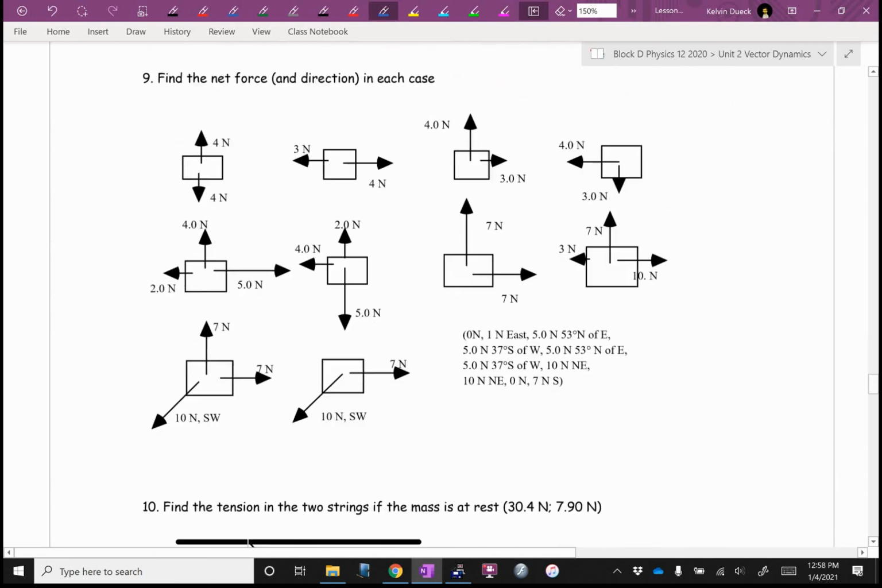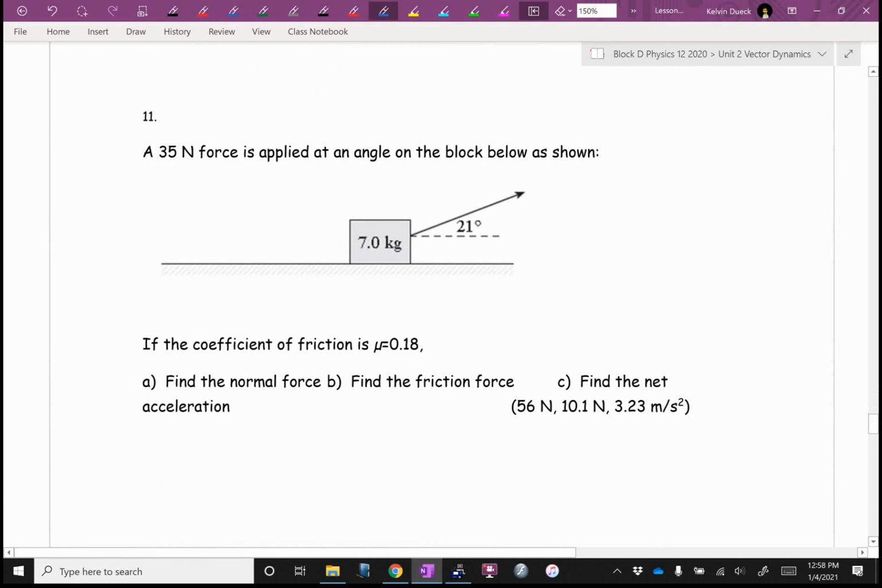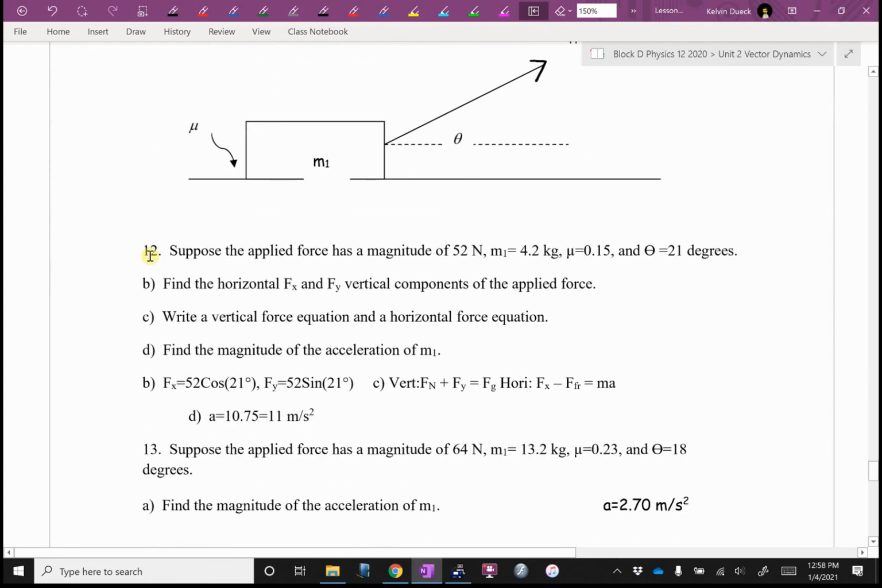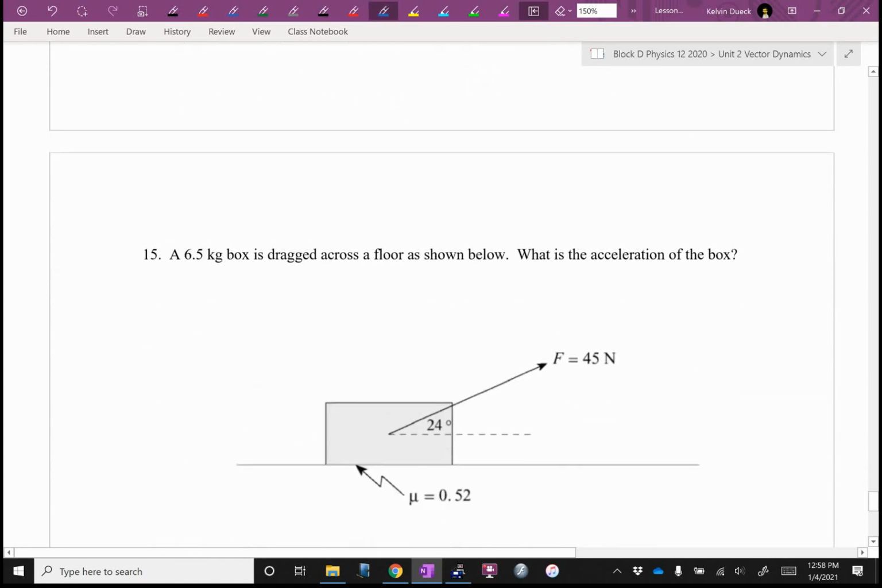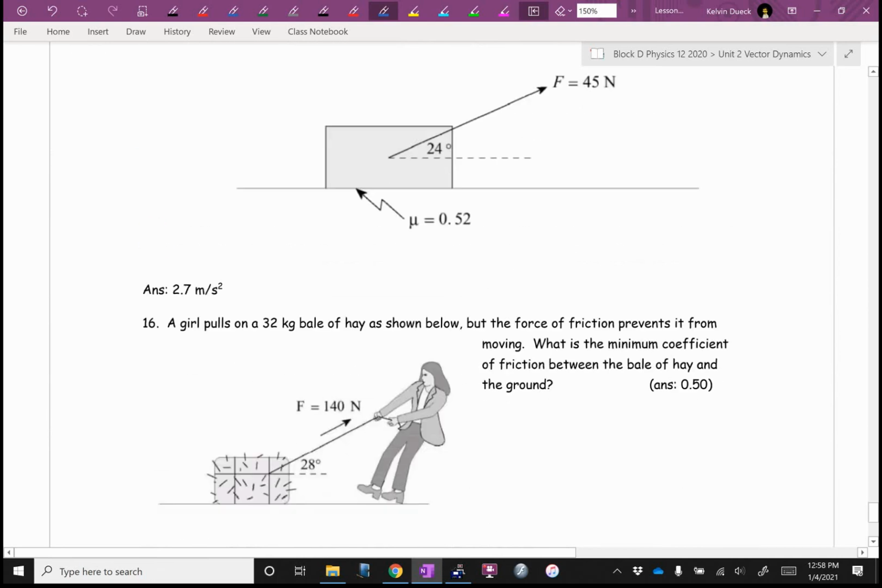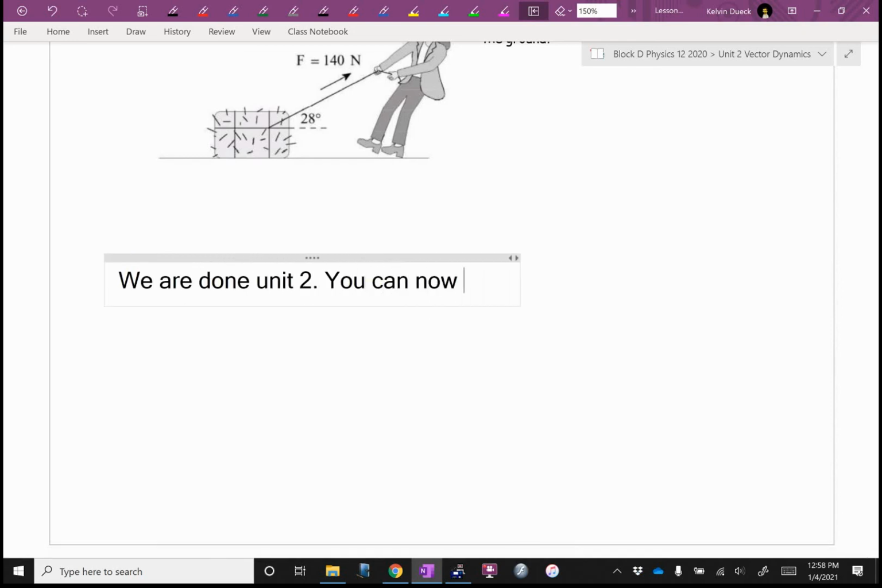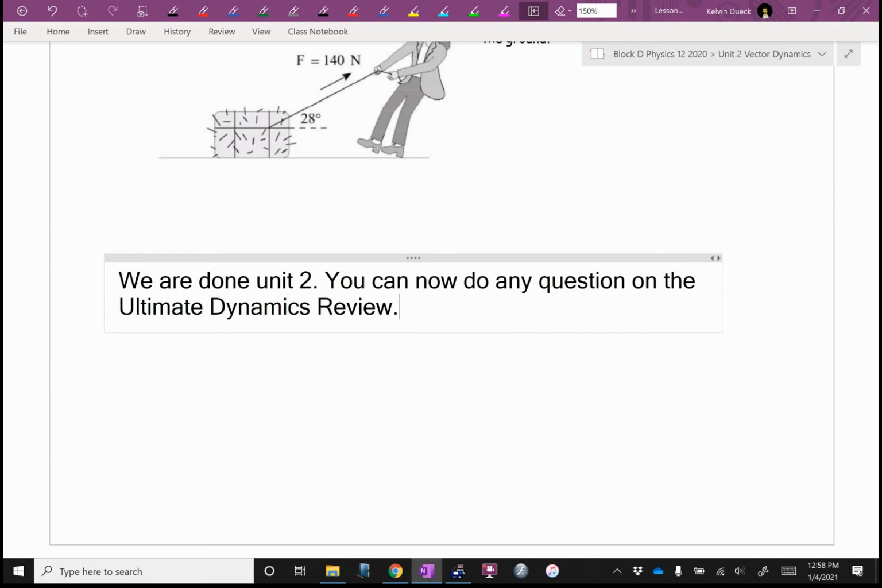You can skip 8, you can skip 9, skip 10. 11 is good. Here's a lawnmower. 12 is good. Skip, skip. 15 is good. 16 is good. We are done Unit 2. You can now do any question on the ultimate dynamics review. That big thick package that I handed out before the break.